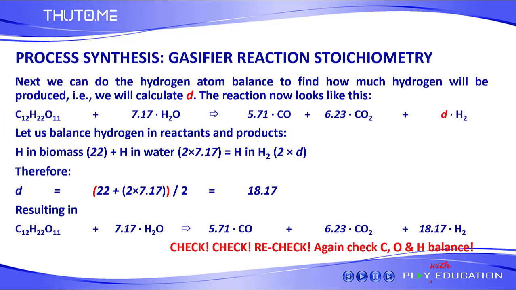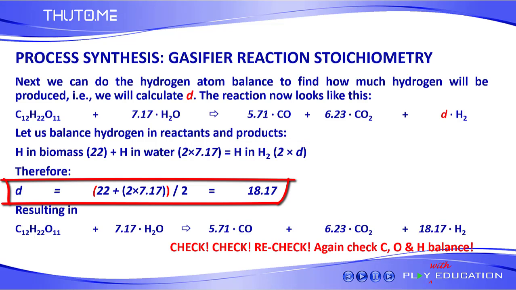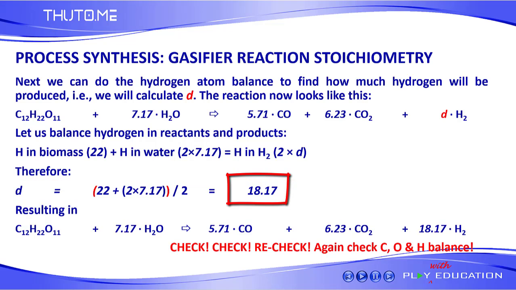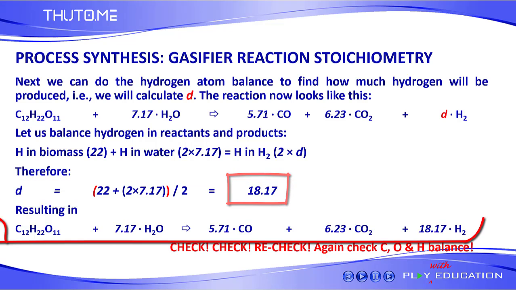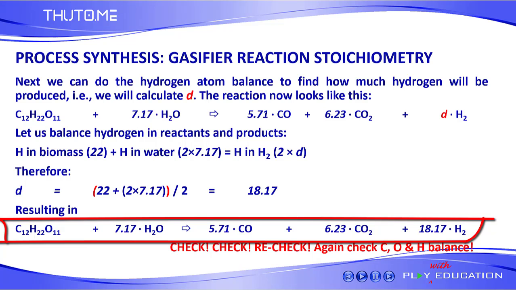If we look at the hydrogen balance in reactants and products, we know the hydrogen in biomass is 22 atoms of hydrogen, and then hydrogen in water is 2 times 7.17, as there's 2 hydrogen for 1 molecule of water. And then hydrogen in the hydrogen gas that is produced will be 2 times D, because there's 2 atoms of hydrogen for every hydrogen molecule. We can then rearrange this balance to solve for D, which we end up getting to be 18.17. Then our equation and stoichiometry is fully defined as given below here.